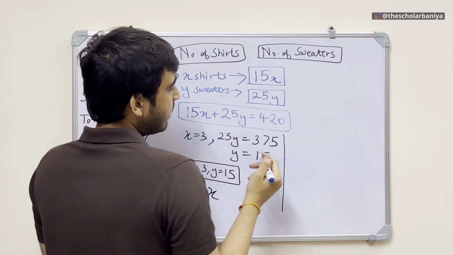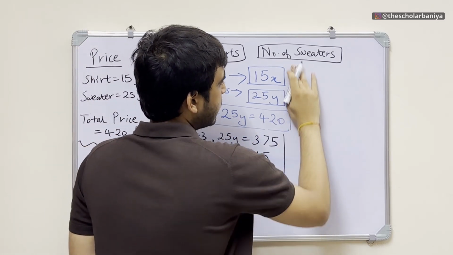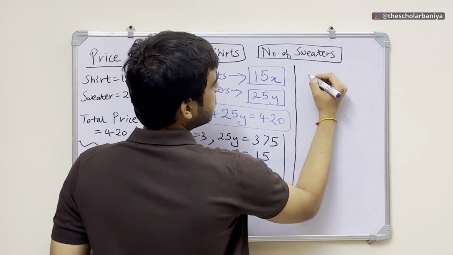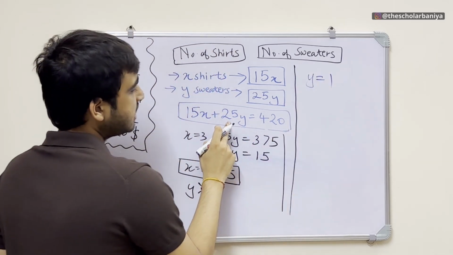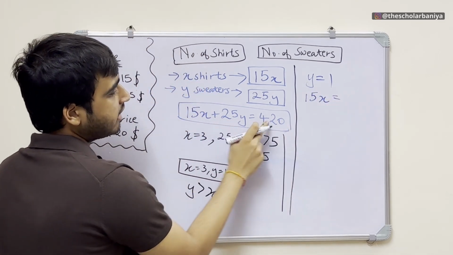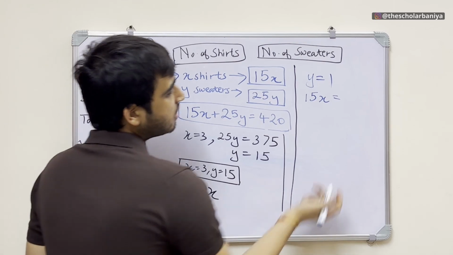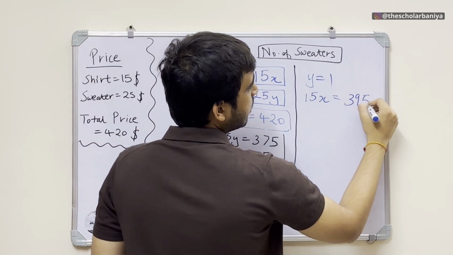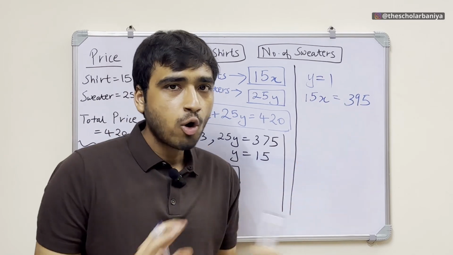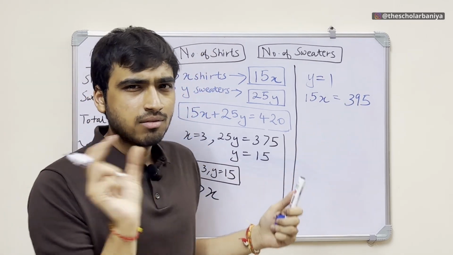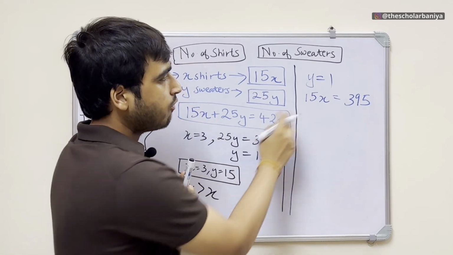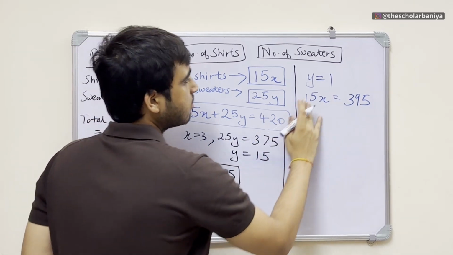Now, if you take Y equals 1, then 15X equals 420 minus 25, which will be 395. If you divide this by 15, it will not divide evenly. X will come in decimals, which is again not possible because X is the number of shirts. So Y equals 1 is not a valid option.